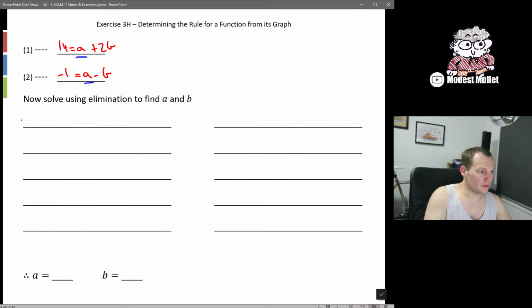So what I'm going to do is equation 1 take away equation 2. So set them up like a normal subtraction algorithm that you would have done in primary school.